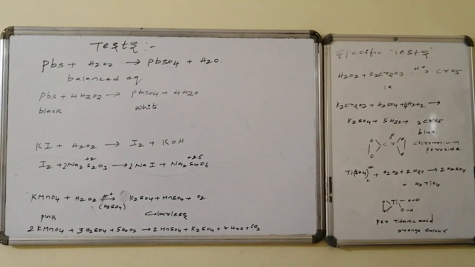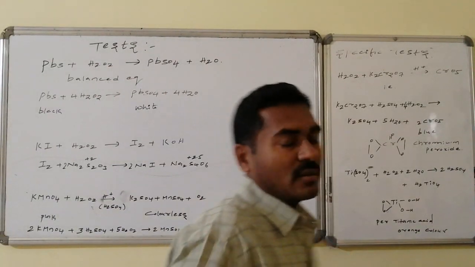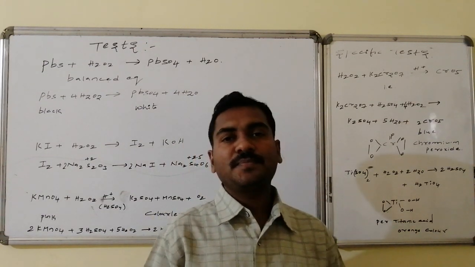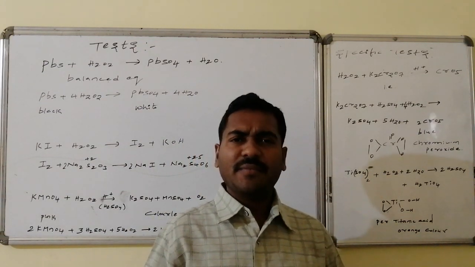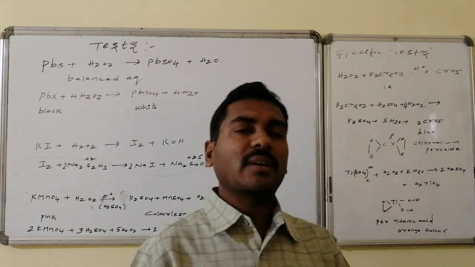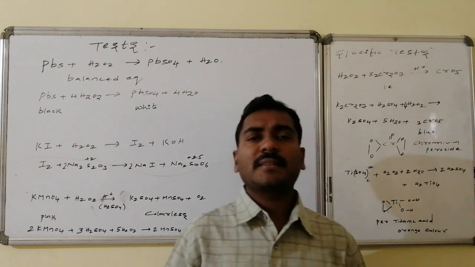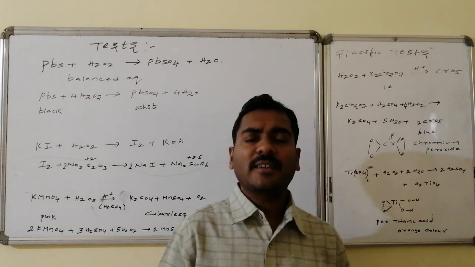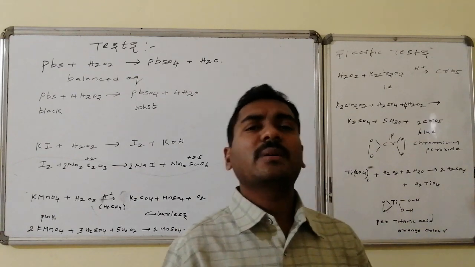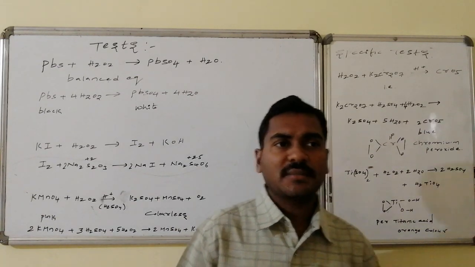The specific tests used for the identification of hydrogen peroxide should be very special. Not every oxidizing agent, only hydrogen peroxide, can work out this. In this, a special identification is there, either a precipitate or some colored compound. Thereby these are all known as the specific tests.